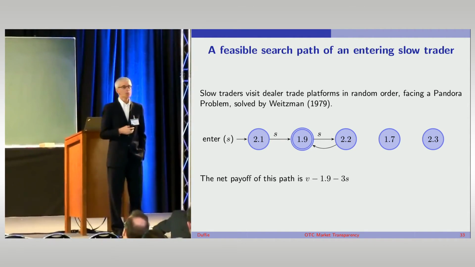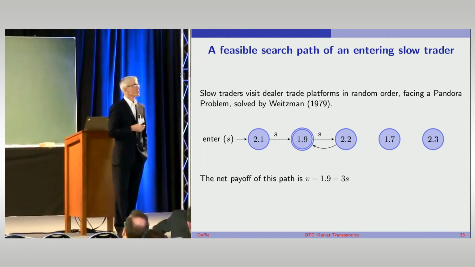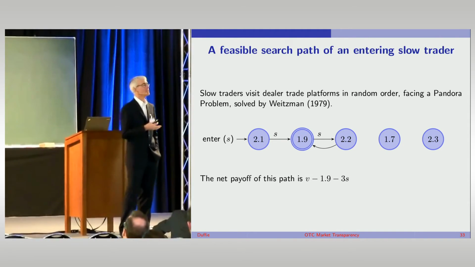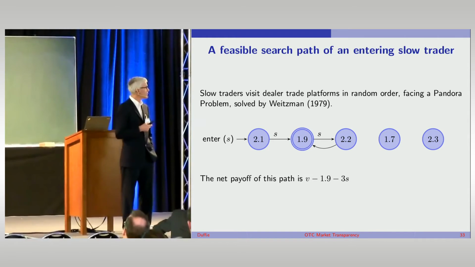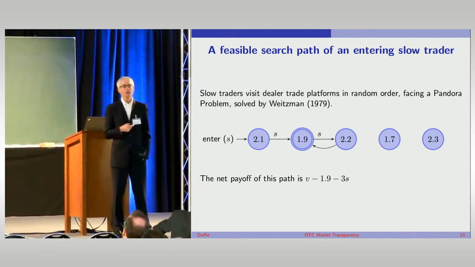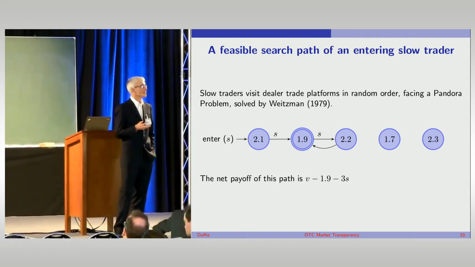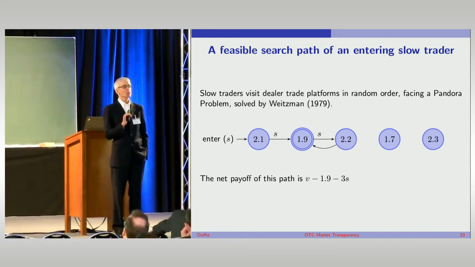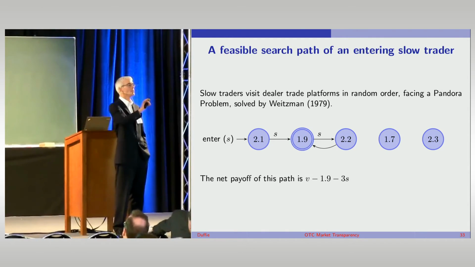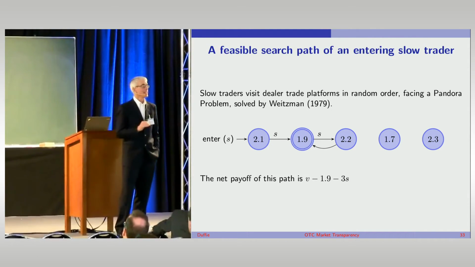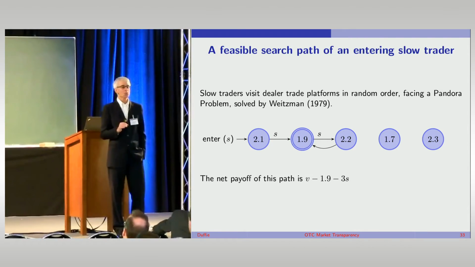Now this kind of search problem was addressed a long time ago in work by Marty Weitzman, a Harvard economist. And it turns out that in this particular environment, there's a very simple algorithm for all of you to remember when you're doing a search of this type. And the answer is a bit surprising.